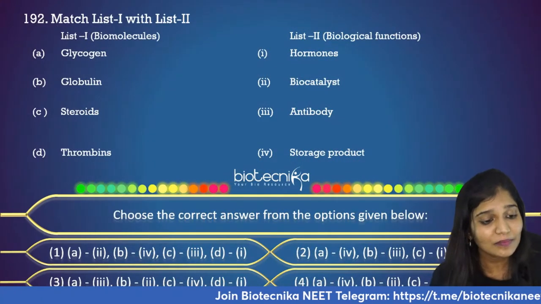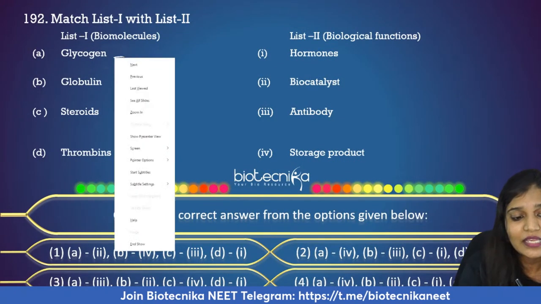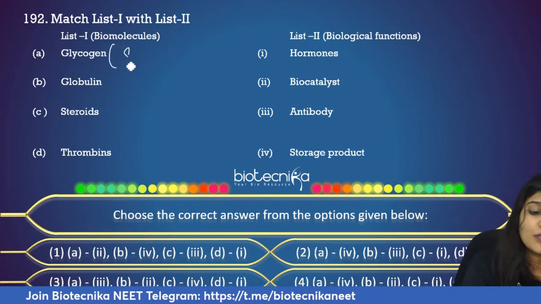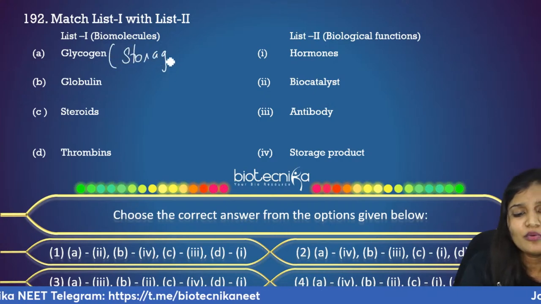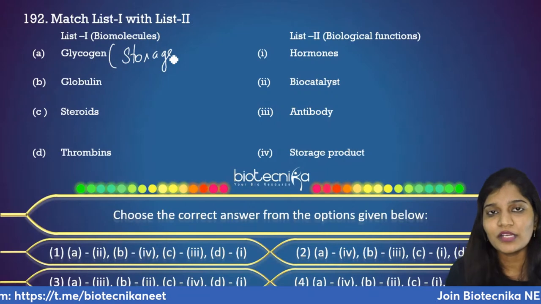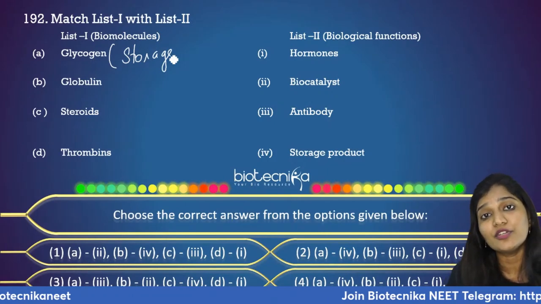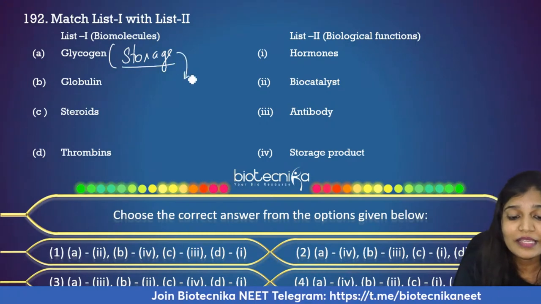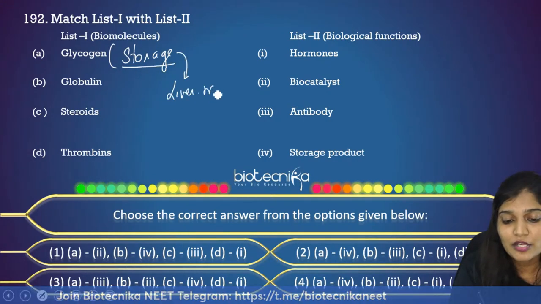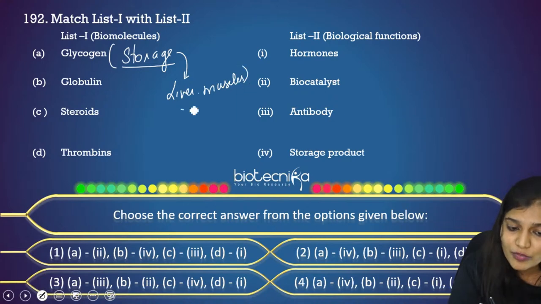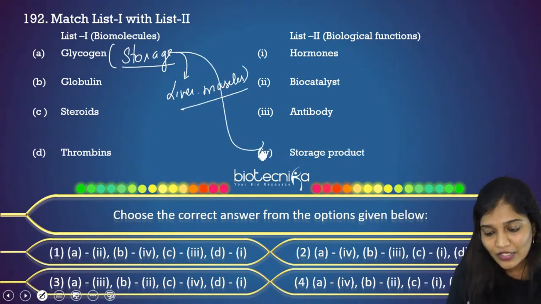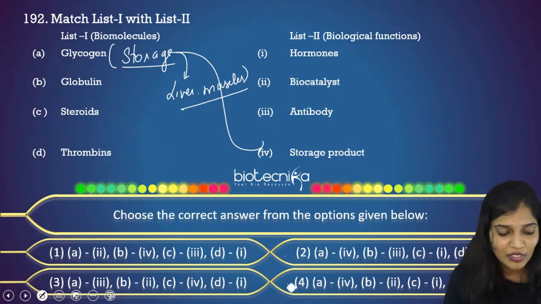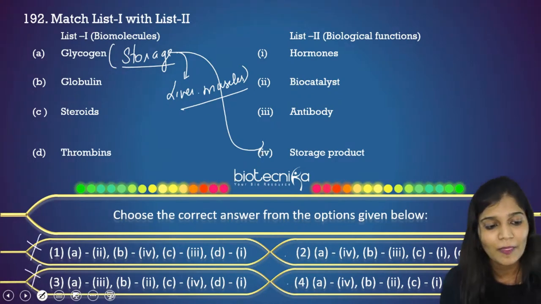192 is a direct question. Glycogen is mainly a storage saccharide. If you're eating a lot of chapati, so what exactly happens? You have taken 10 chapati, which you usually don't eat at all. So all the glucose will be stored in the liver and muscles. So can I now say this is a storage product? Yes. So A is going to be 4. You're going to see A is 4 in option number 2 and option number 4. So I'm eliminating these two options.